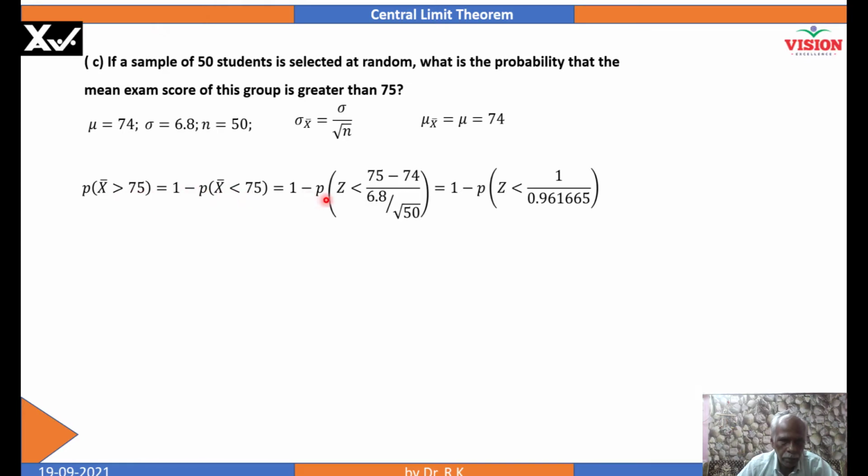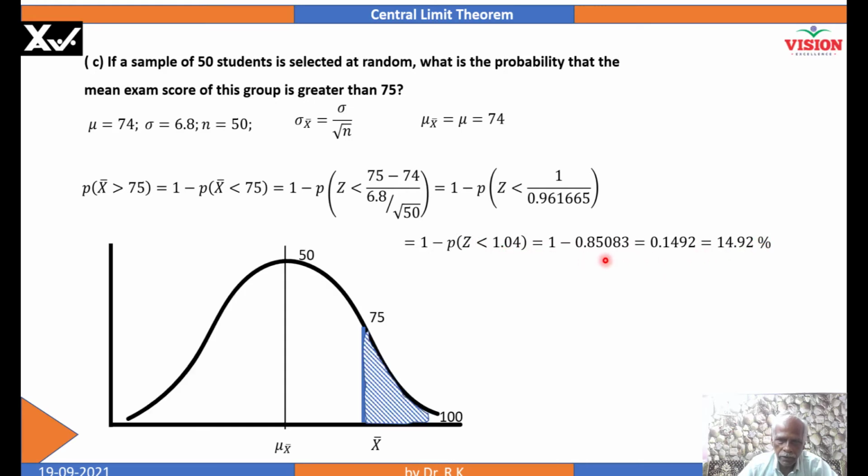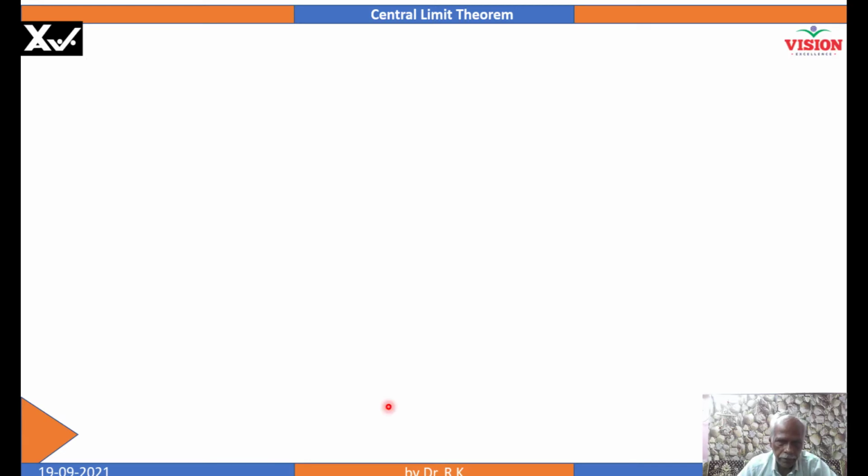And that is 1 minus probability of Z less than this value. 6.8 by root of 50 is sigma x bar. That is standard error, the standard deviation for the sample mean distribution. And that is equal to 1 minus P, probability that Z is less than 1.04, that is 14.92%. You can refer to this table here. This is the area for sample mean distribution.